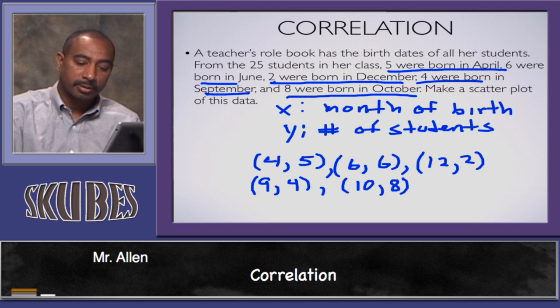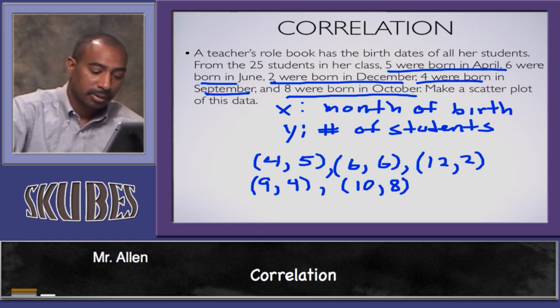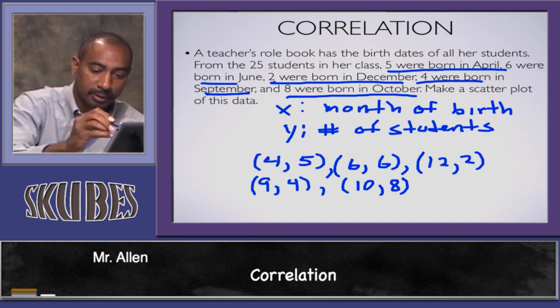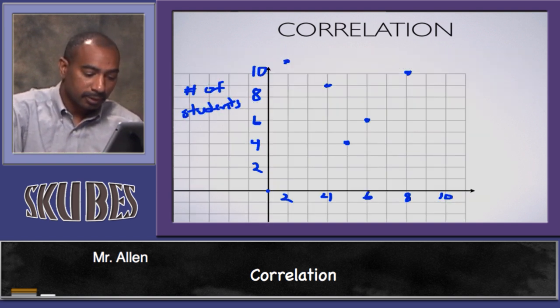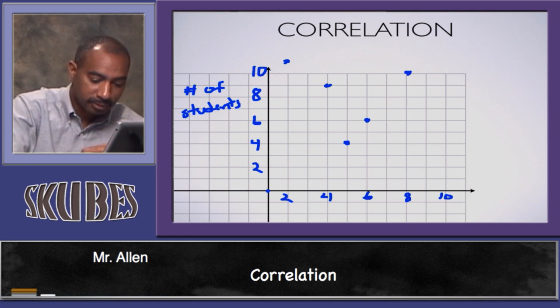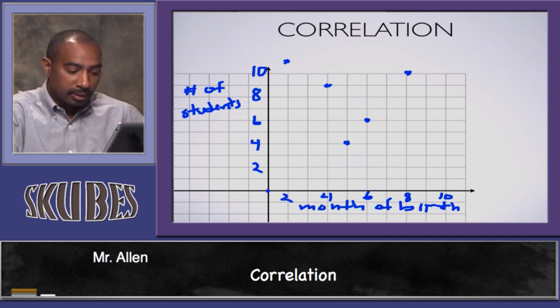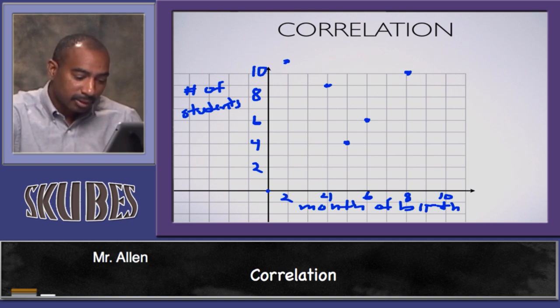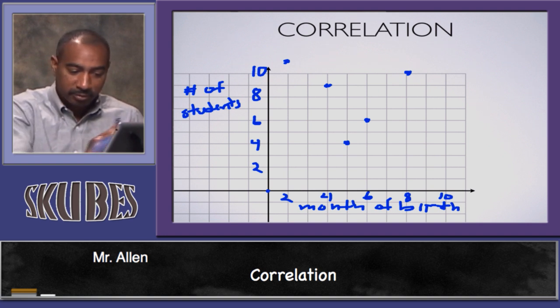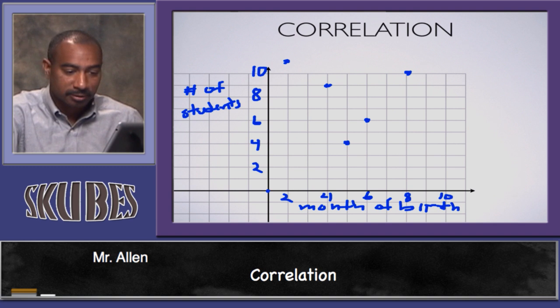So you're going to plot those points and see what kind of correlation. If it's a weak correlation, strong correlation, is it positive or negative? Let's take a look. So this is the number of students, and this is the month of birth. Notice that we have a weak correlation here. And it looks like it's going in the negative direction, but it's kind of a weak correlation on this.